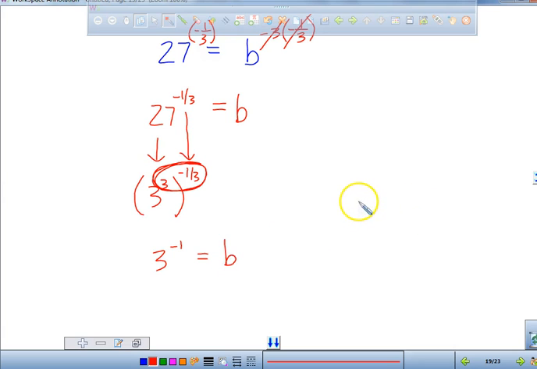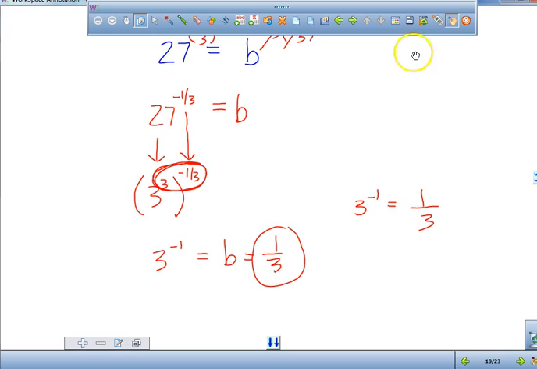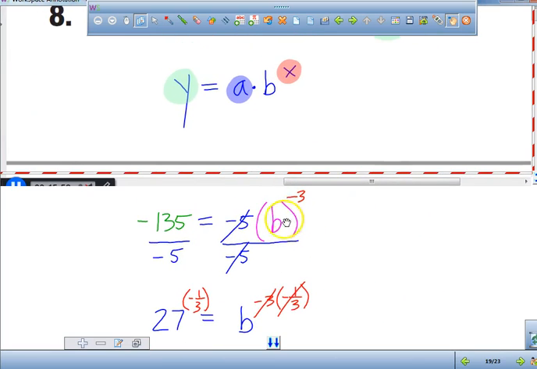Last thing. Here we go. 3 to the -1, everybody, is 1 over 3. So what is our B value actually equal to? 1/3. Is this a growth or a decay factor? Decay. We did all of this to solve for what letter? We did all of this to solve for B.